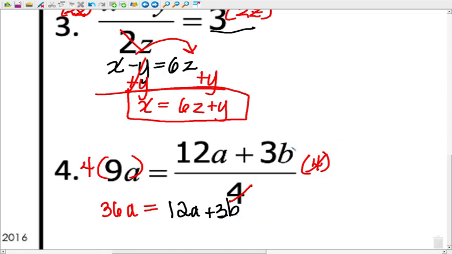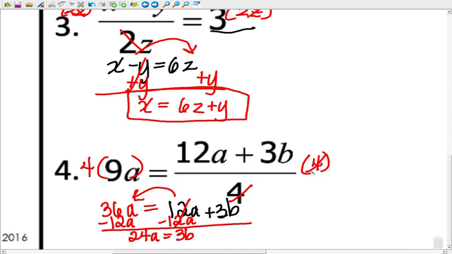To get the b by itself, I want to move this over here. The only way I can do that is by subtracting it. So I say minus 12a on both sides. That's going to give me 24a equals 3b.